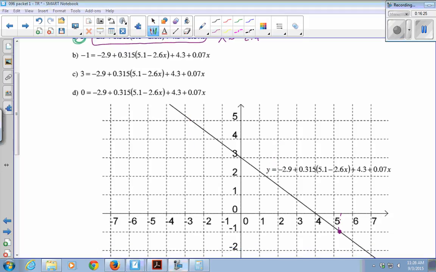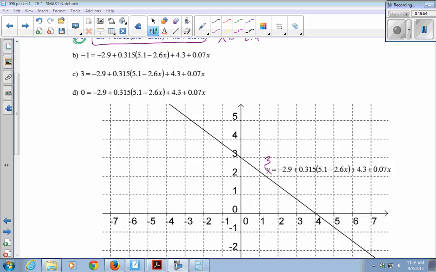For C, instead of y equals all of this mess, what I'm trying to solve for C is I replaced that y with a 3, right? So I now know the y coordinate of the point I'm looking for, and I would like to know the x coordinate, right? I want to solve for x. I know the y coordinate is 3. So I want to find a point that's on this line that has a y coordinate of 3.